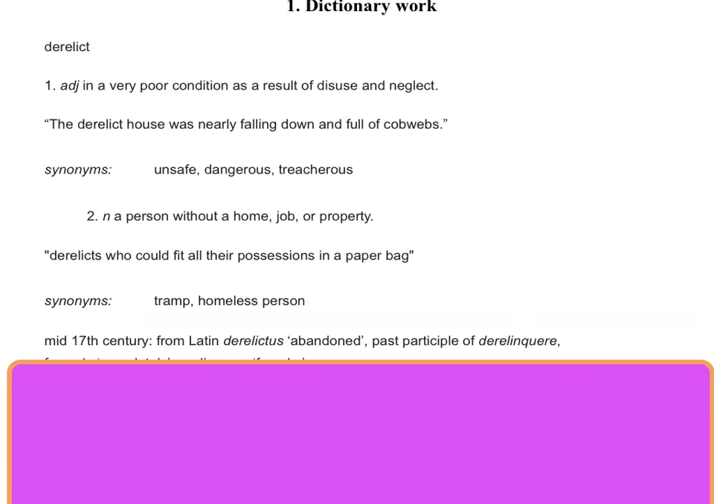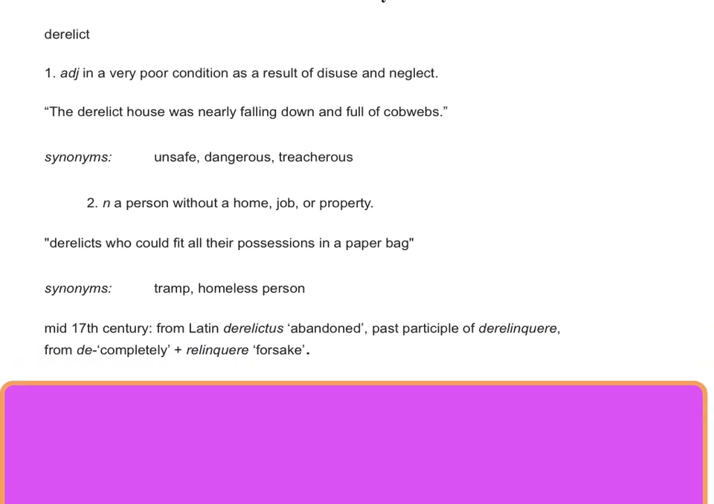So let's start with the dictionary work. By now you know that a dictionary definition will have a word that is being defined, and the different parts of speech of that word. In this case, the word is an adjective or a noun. And in this definition, we're given synonyms. You'll remember from the last video, antonyms means opposites, synonyms means another word which means the same thing. That really helps us here to know that if something is derelict, it can be an adjective, and here are some synonyms, or it can be a noun. And finally, the origin, we see it comes from Latin.